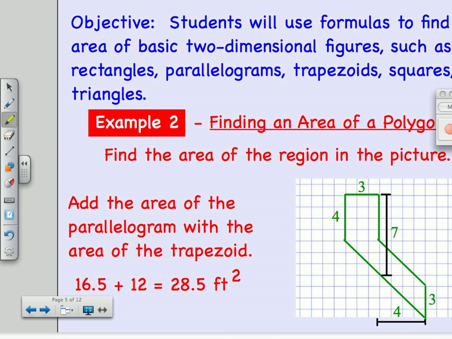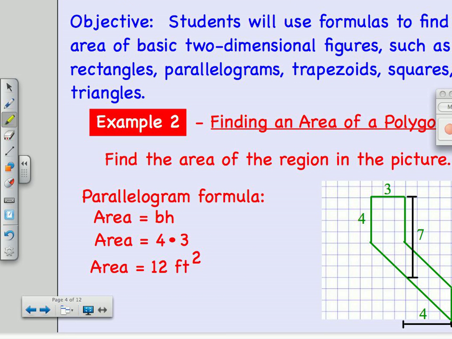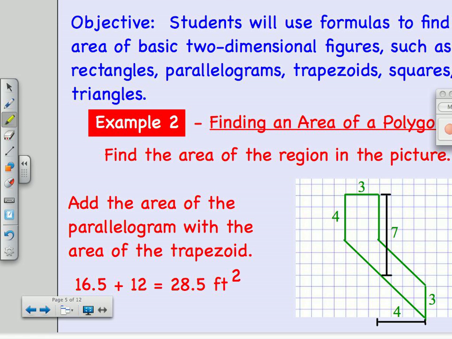Oh, sorry. I'm sorry. We have to finish the parallelogram. So that was the trapezoid. Okay? So now this is the parallelogram. The parallelogram is 3 times 4. Base times height. 3 times 4 is 12. So now we're going to take the two, the parallelogram and the trapezoid, and add them together. 16.5 plus 12. So we have 16.5 for the trapezoid plus 12 for the parallelogram for a total of 28.5.